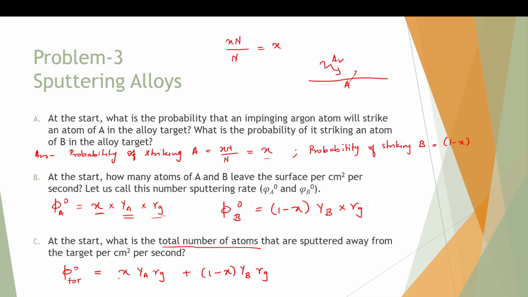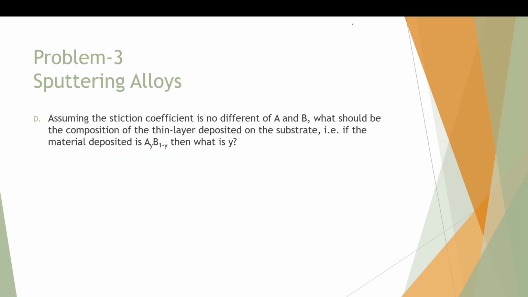So, till here we just found out how much of A and B has got sputtered, but once it has got sputtered, it has to go up and deposit to form a film. So, in this deposited film, say the composition turns out to be A_Y B_(1 minus Y). So, then what is this Y? Is it the same as X or different from X?